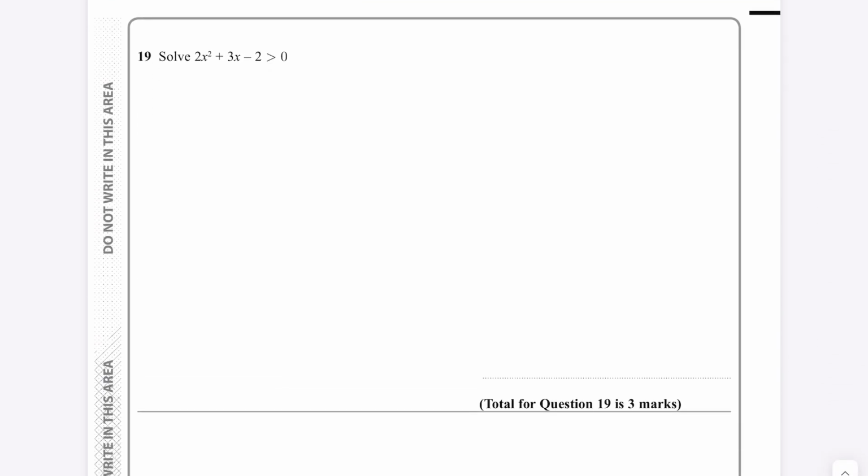So solve 2x squared plus 3x minus 2 is greater than 0. So you can always replace the sign with an equals and then put the sign back in at the end if needed, if that makes your life a bit easier. So that'll be 2x squared plus 3x minus 2 is equal to 0.